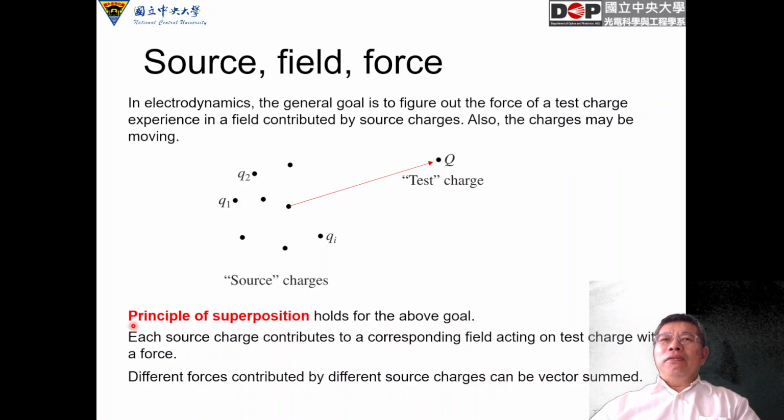So the electric field satisfies this superposition principle. Okay, so each source charge, these are the source charges Q1, Q2, and Qi, contributes to a corresponding field acting on the test charge with a force. So a charge generates a field at that particular point. So we place another test charge here. The test charge will experience a force. That's the idea. So different forces contributed by different source charges can be vector summed. That is the superposition part, they can be summed directly, added up together. That's the idea of superposition.